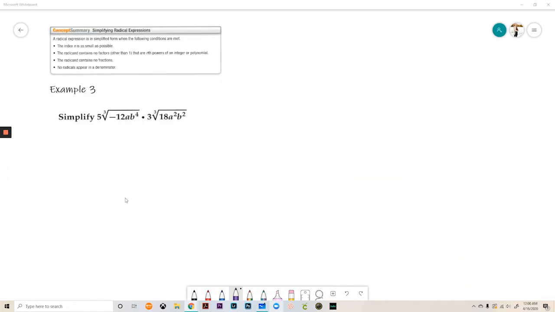All right, so we're going to continue with example 3 and then on to example 4, which is now actually multiplying, adding, and subtracting radicals, and then example 5 is also multiplying more radicals. So when we talk about simplifying a radical expression, sometimes we're a little confused on what that means.